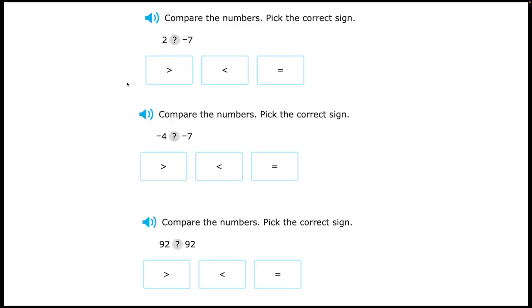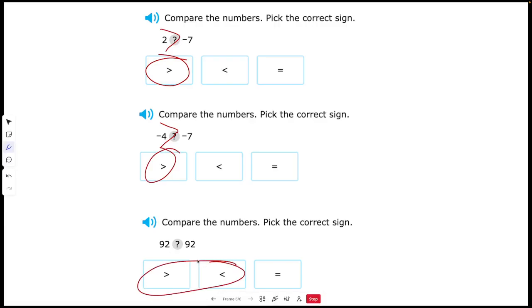Now that you've had a chance to work these problems, let's take a look at your answers. For 2 and negative 7, one is positive, one is negative. We said that positive is always bigger, so this was the correct answer. For negative 4 and negative 7, the negative 4 is bigger, so this was the correct answer. And compare the numbers. This one, we said these are inequality signs, right? But these are equal. So these are just equal to each other.